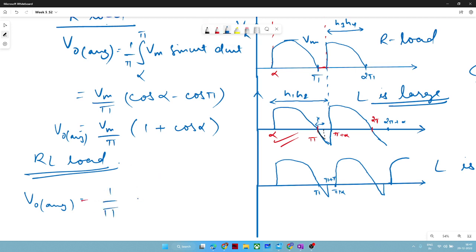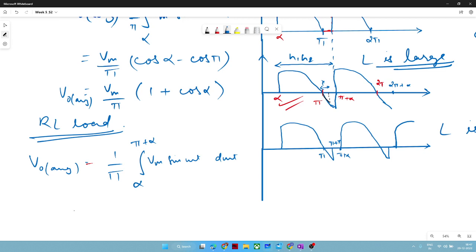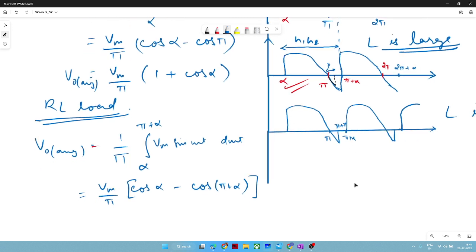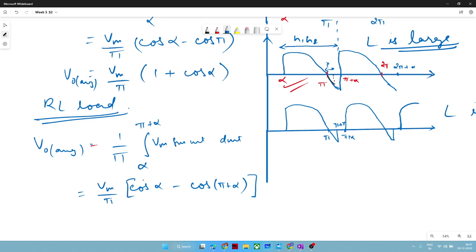Okay, so 1 by pi, alpha to pi plus alpha it is conducting, Vm sine omega t d omega t, and it will be Vm by pi cos alpha minus cos pi plus alpha, and cos pi plus alpha is minus cos alpha, so it will be 2 Vm by pi cos alpha.